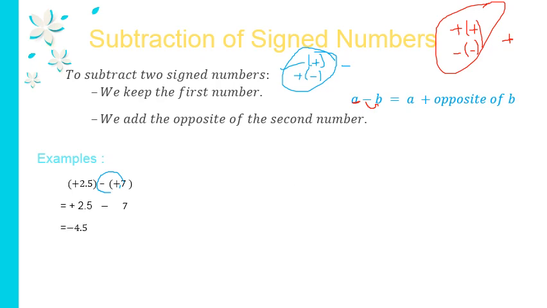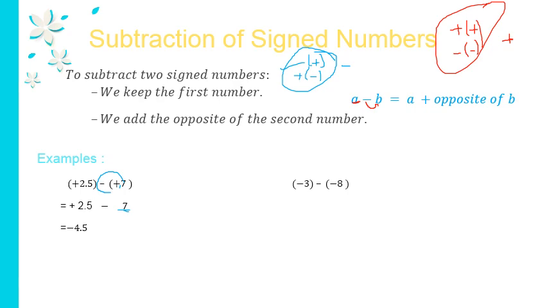So, how to solve that? Plus 2.5 plus minus 7: they have opposite signs. Then I have to write the sign of the greater number and find the difference between them. 7 minus 2.5 is 4.5.